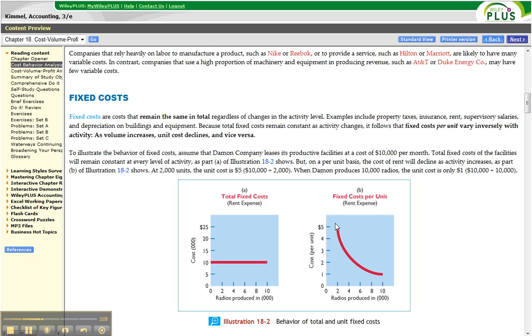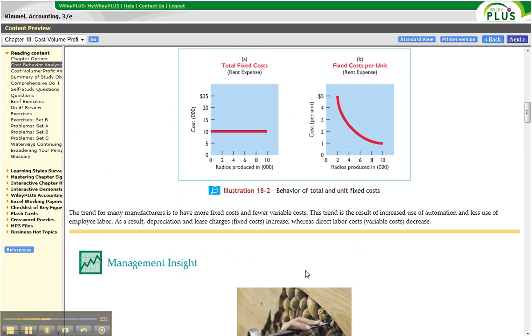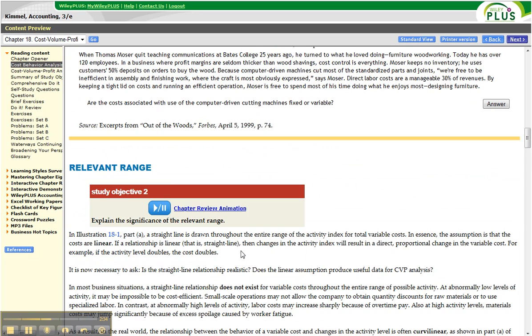So you have this kind of curve graph here when you look at cost per unit. Since the total cost doesn't change, the more you produce, the less the cost per unit is. So this is not really a critical idea in this particular chapter. This is more important really that you understand that fixed costs don't change no matter what level of production you have.